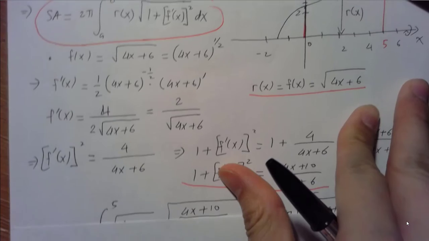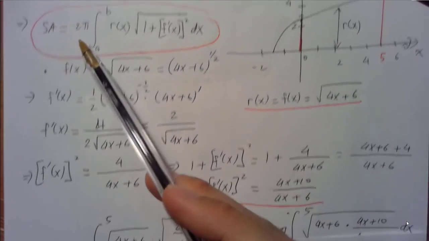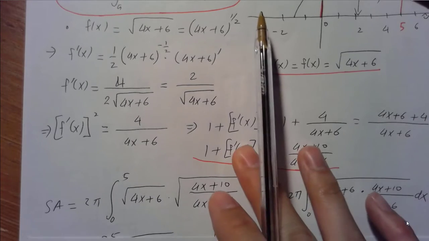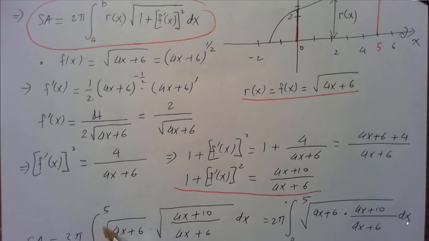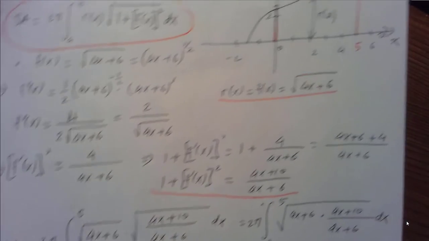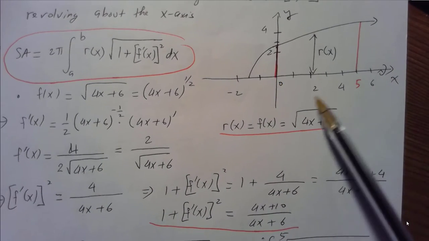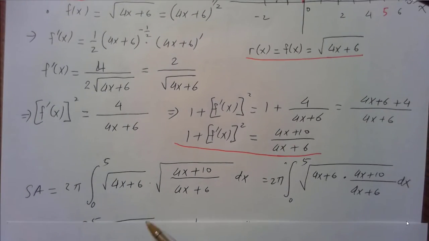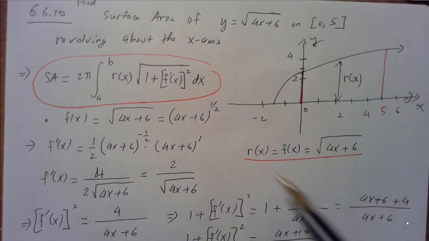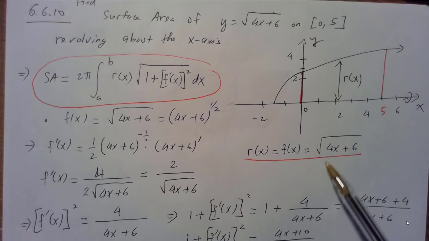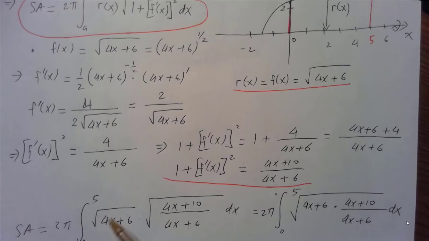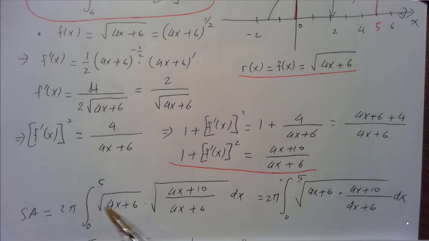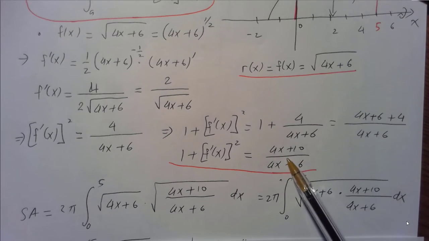Once you have everything, you can apply the formula 2 pi, right? So 2 pi, and then let's go from 0 to 5, because we run on the axis of x from 0 to 5. And 1 plus f prime squared under the square root. You see one more term, r of x, which is right here. So make sure you plug in r of x to the integral, and then the square root of 1 plus f prime squared, which is the term we just found in the last step.